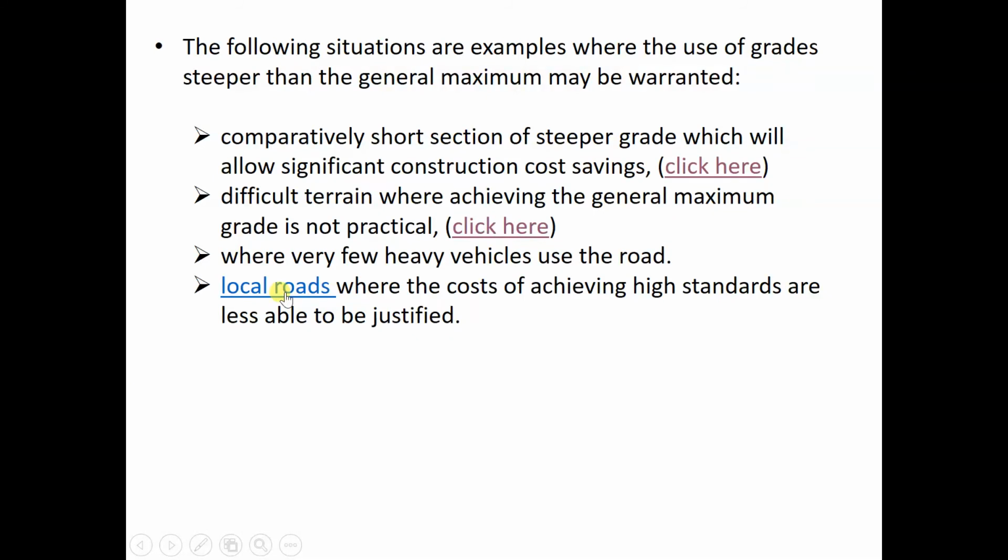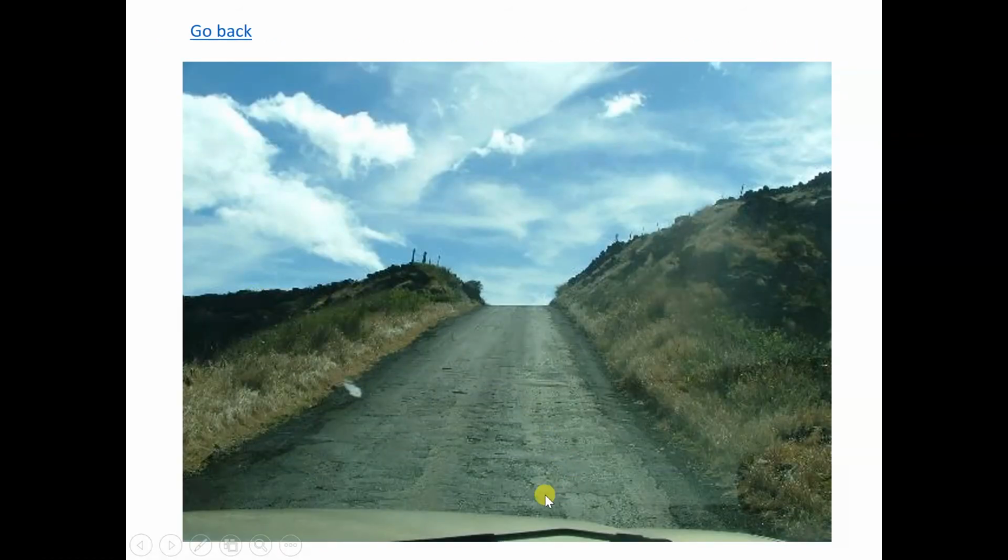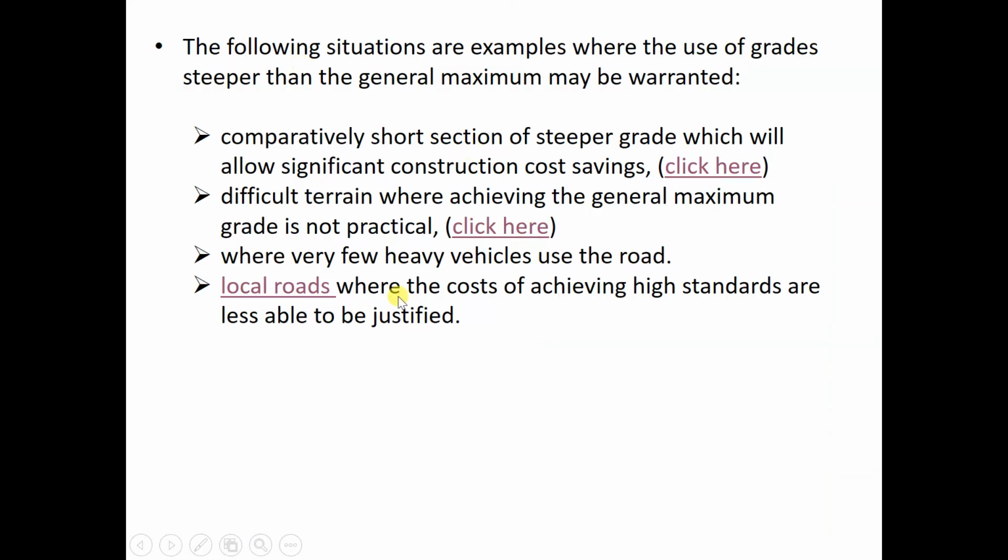Okay. Lastly, local roads, where the cost of achieving high standards is less able to be justified. For example, this one, just country roads, this one's an unsealed road. The state authorities are not going to spend heaps of money to build an expensive road with a lot of heavy cutting. So this one is probably justifiable. Okay, so these are the situations where sometimes the maximum grade can be permissible.